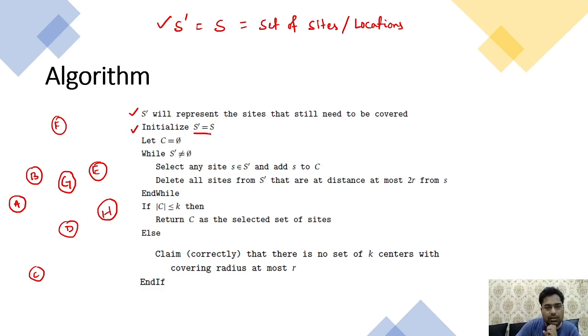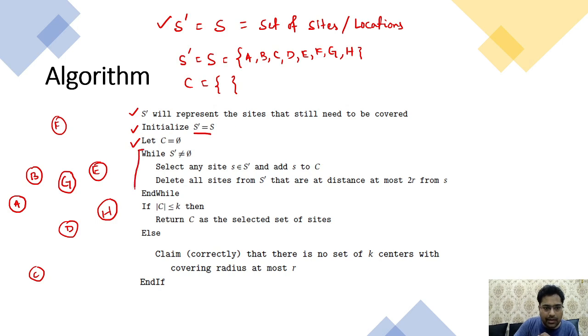Where we initialize, whenever we set S dash now equivalent to S, which is the set of locations. The set of locations are A, B, C, D, E, F, G and H. These are the locations which we have selected. Okay, next let C be a set of centers. C is a set of centers. Initially it is empty, it is nothing now. Clear? We will run the while condition.